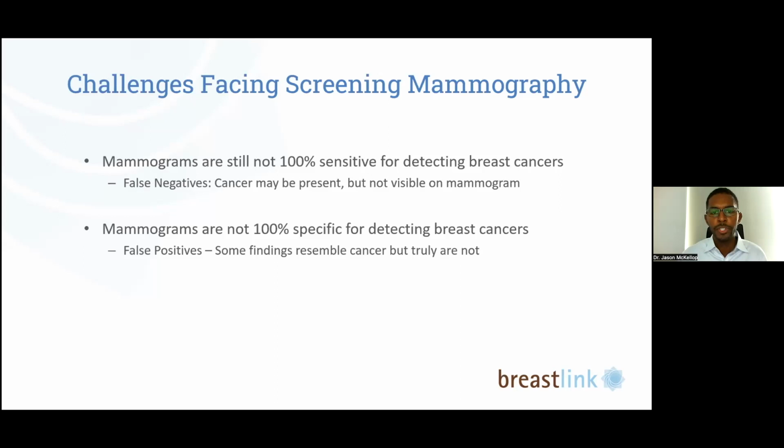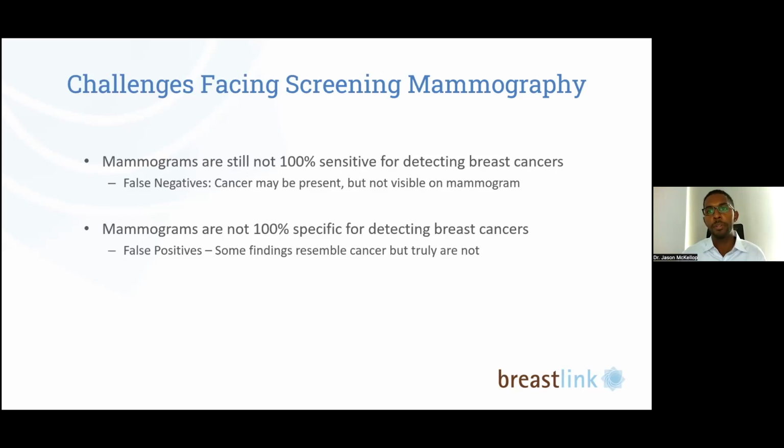All right, so what are some of the challenges facing mammography currently? First, we know that mammograms are not 100% sensitive for detecting breast cancers. Therefore, mammograms are not infrequently plagued by false negatives, meaning a cancer may be present on an exam but not visible on the mammogram. This is either the result of a misinterpretation or oversight by the interpreter, or the disease truly being mammographically occult, or we're simply not able to see it on a mammogram. Also, mammograms are not 100% specific for detecting breast cancers, meaning exams are frequently plagued by false positives, where some findings that are normal or benign may resemble cancers on a radiograph or X-ray.